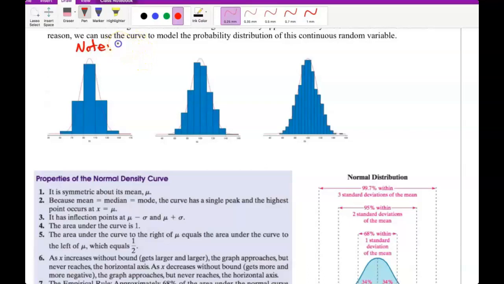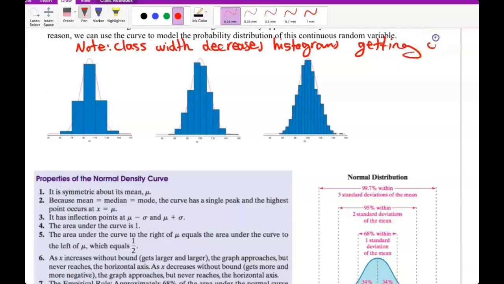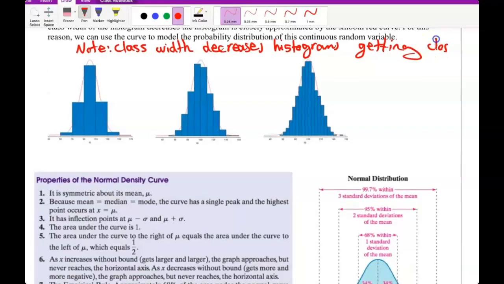So when class width decreases, it's getting closer and closer to the curve.